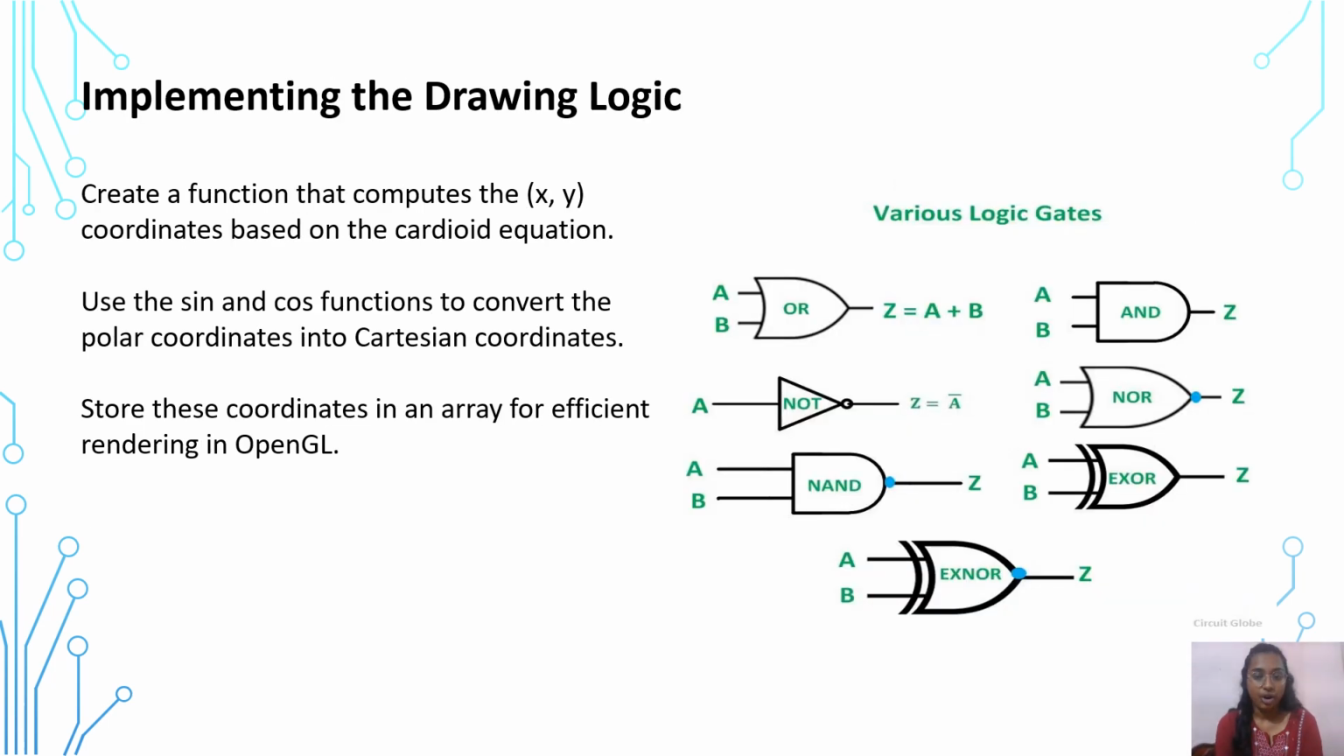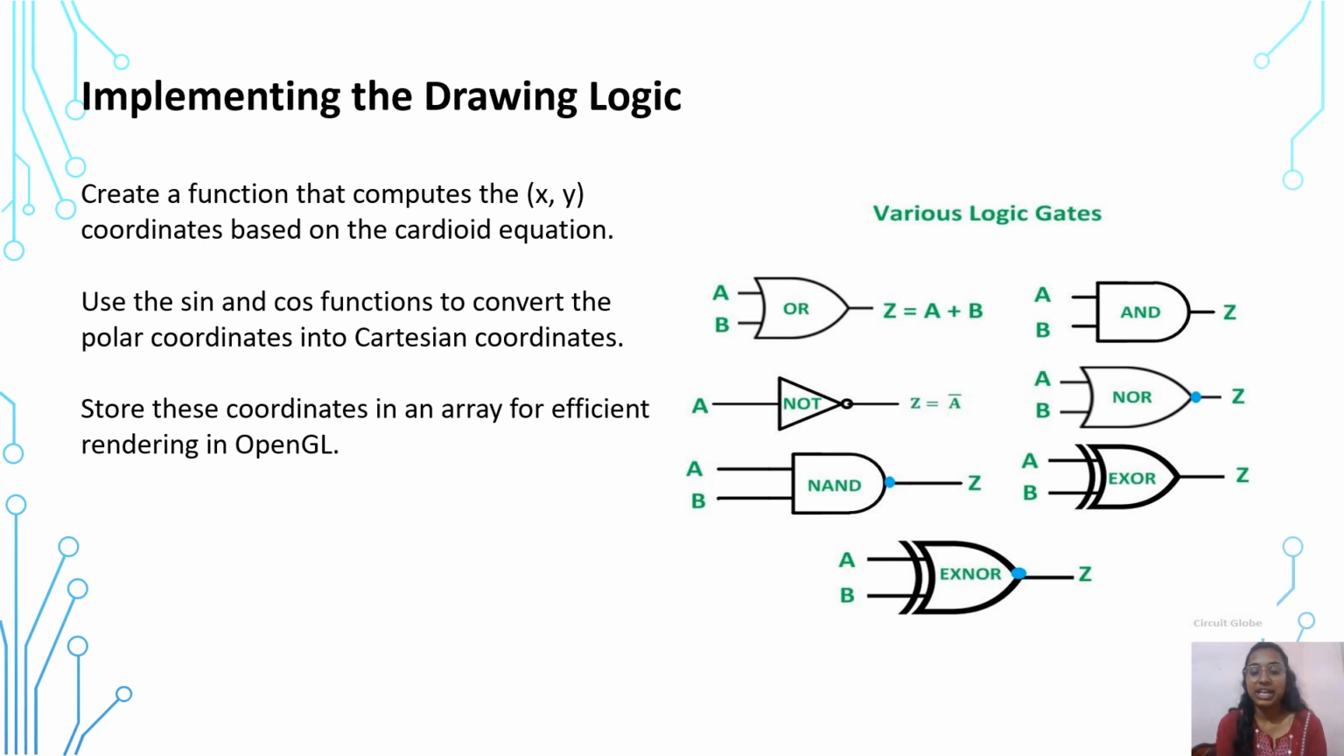Implementing the drawing logic. Create a function that computes the x, y coordinates based on the cardioid equation. Use sine and cosine functions to convert the polar coordinates into cardioid coordinates. Store these coordinates in an array for efficient rendering in OpenGL.